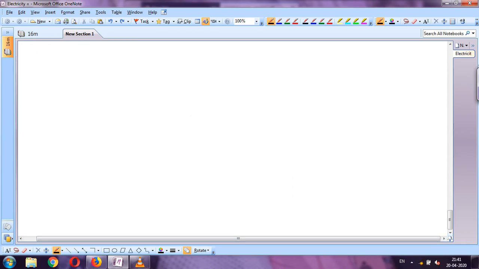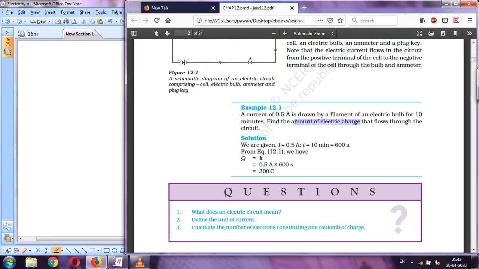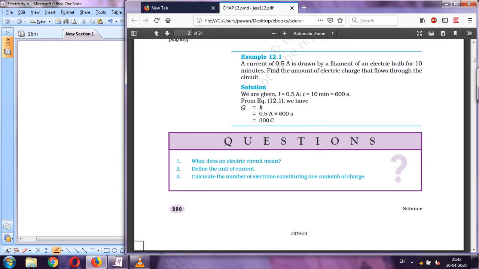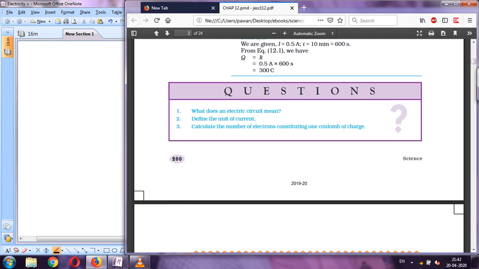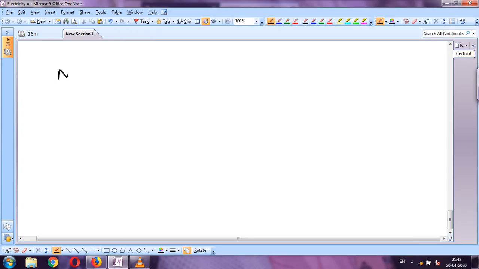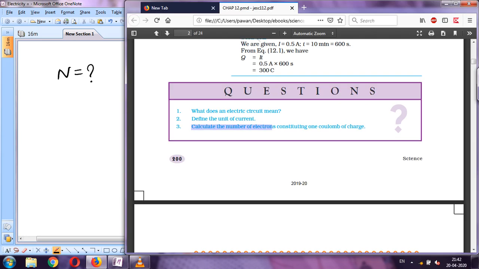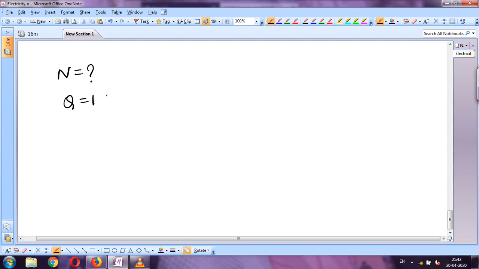What is next? Let us move to the book. After this, there is one exercise. What does an electric circuit mean? Studied. Define unit of current. That means 1 ampere. Also studied. Calculate the number of electrons. Okay, there is a numerical and we have to calculate the number of electrons constituting 1 coulomb of charge. Charge is how much? 1 coulomb.